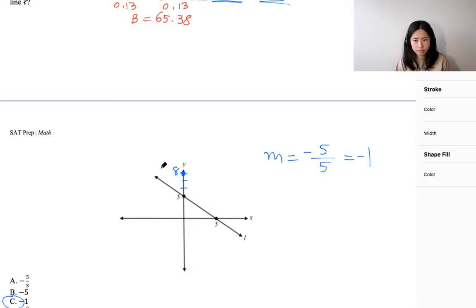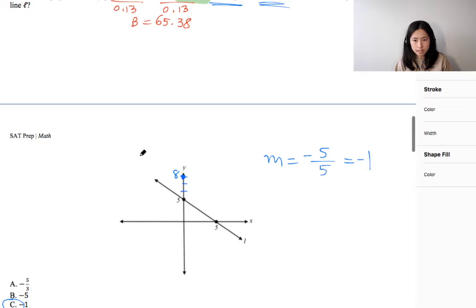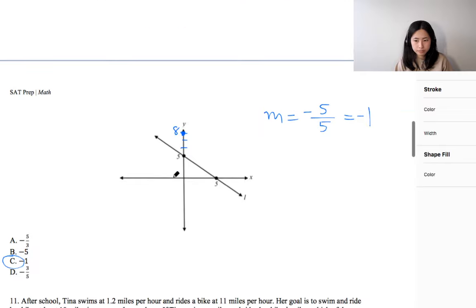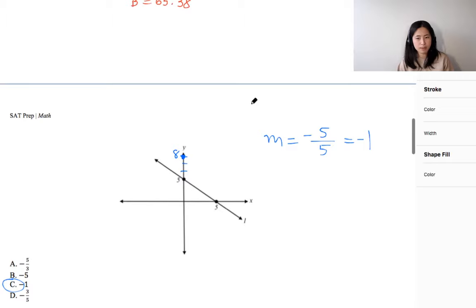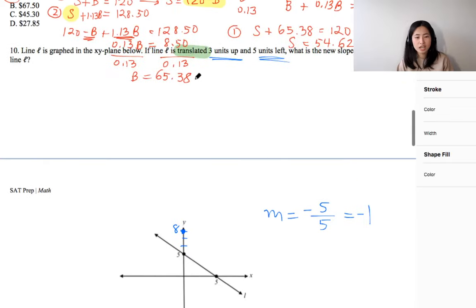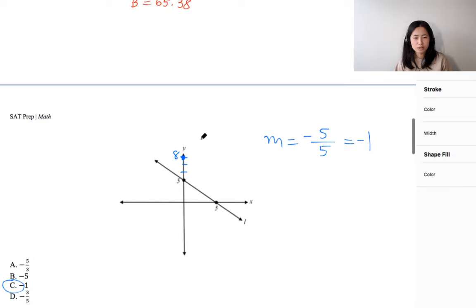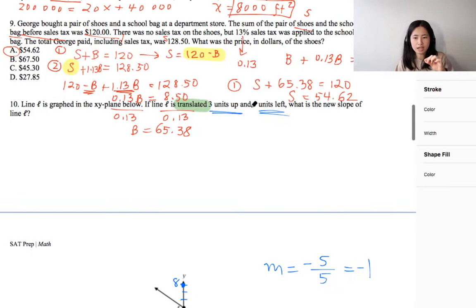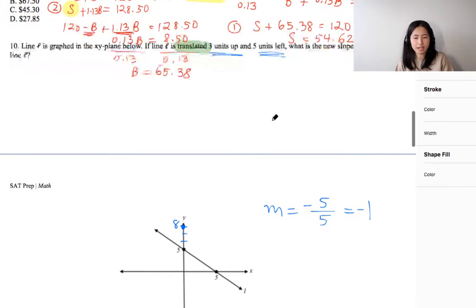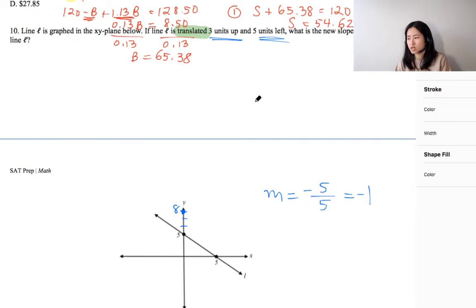Okay, so let's see. You don't really have to draw the new line, because essentially they're just telling you that it's a translation, then you don't really need to find the new slope, right? Because if it's a translation, imagine you're taking your line and physically lifting it and moving it 3 units up and 5 units left, right? So it does not change the slope. Does that make sense? Because it's not a transformation.